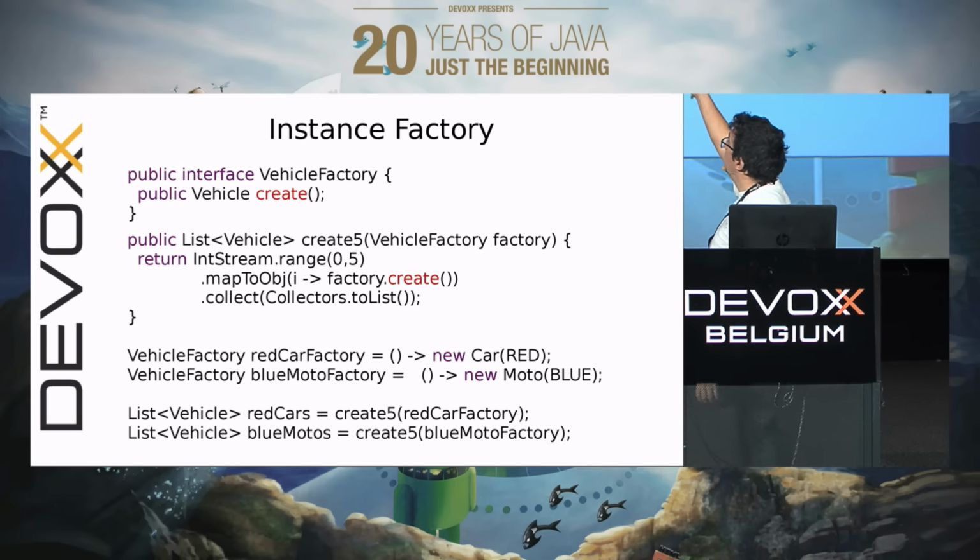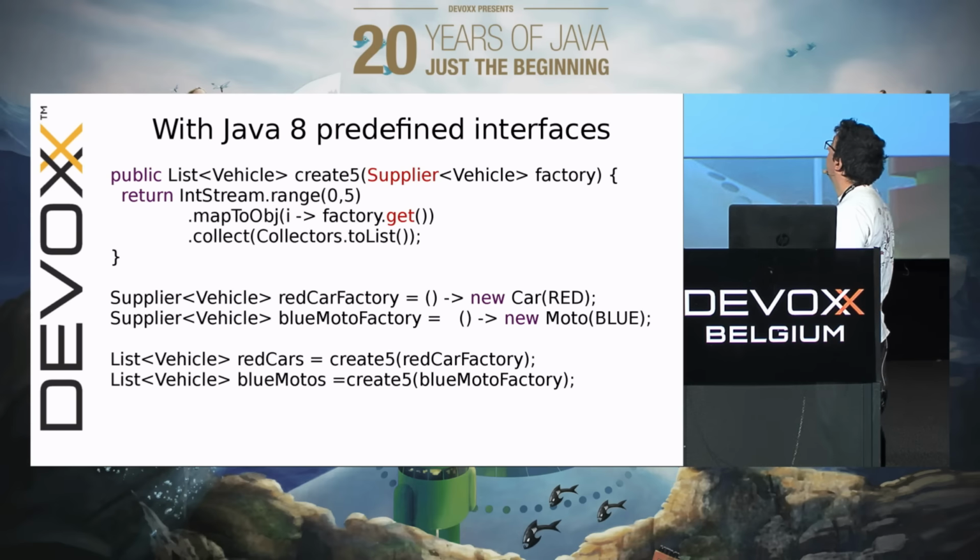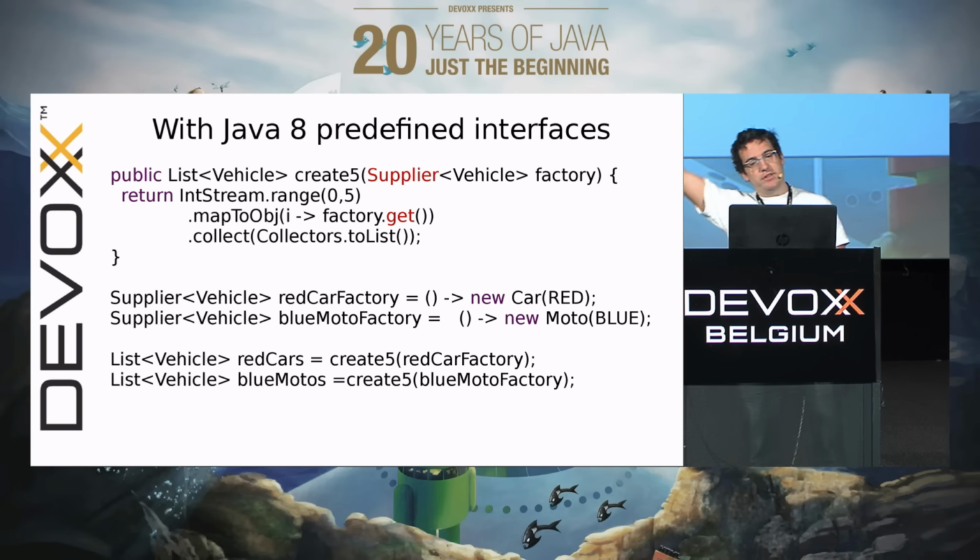Technically, I don't need the interface vehicle factory because I already have an interface named Supplier in the JDK that does exactly this. So with a supplier, it's exactly the same code. I will have a supplier of vehicle and the method of the interface Supplier is named get, which is not a great name. But we will have to live with that. Okay, it's the same code. I don't have to define a new interface. I already have an interface Supplier that exists for that.